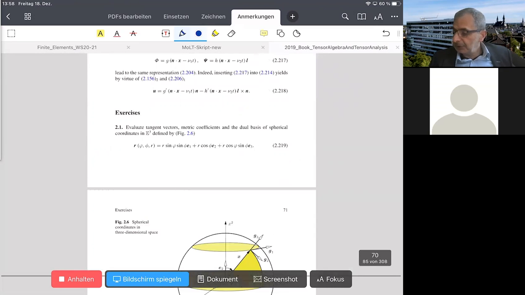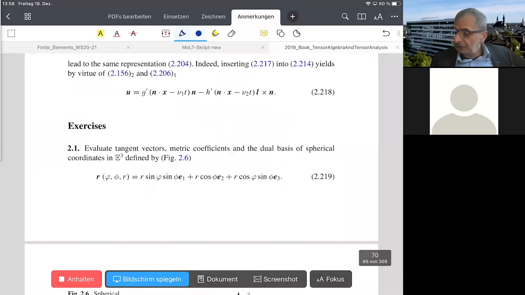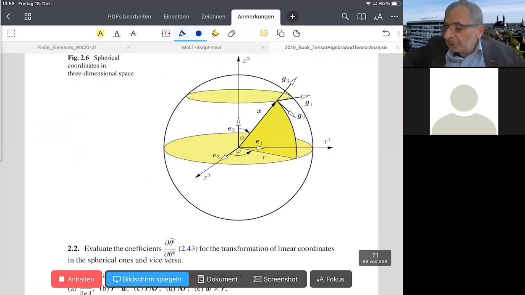Here you see a picture. These are spherical coordinates. There is a definition of the spherical coordinates, and you are asked to calculate the tangent vectors, metric coefficients, and dual basis for the spherical coordinates. And we will discuss these solutions next time. So please solve all the exercises of chapter 1, and also please do exercise 1 of the second chapter.